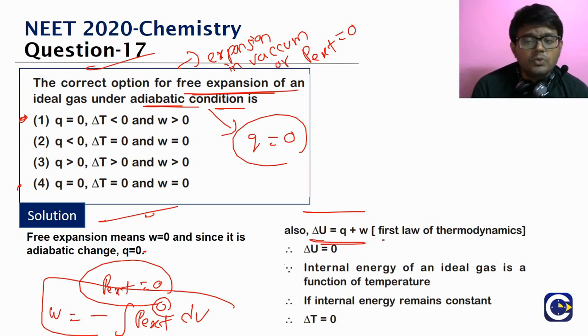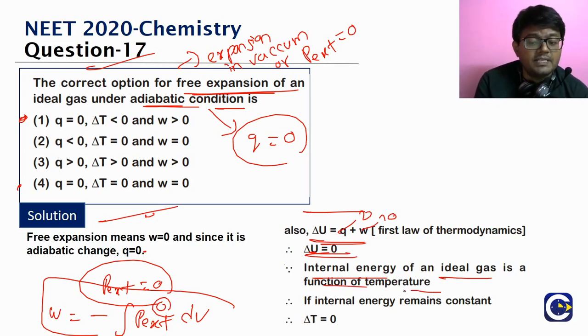Delta U is equal to Q plus W, right? So Q is 0, W is 0 means delta U is also equal to what? 0. But internal energy of an ideal gas, they are saying, depends upon the temperature. Okay, internal energy of ideal gas depends upon what? Temperature. Now, if the internal energy is remaining same, means what? It is remaining constant, right? That is why delta U is 0.